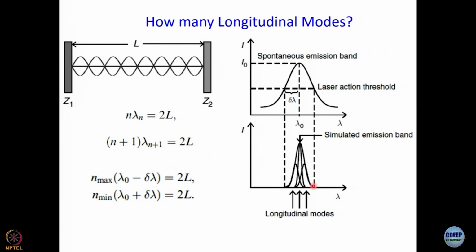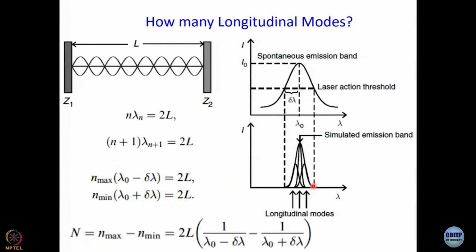You will get a denominator of lambda 0 square minus delta lambda square, is that right? And then in the numerator you will have lambda 0 plus delta lambda minus lambda 0 minus delta lambda. So, in the numerator lambda 0 will cancel, you will be left with, yes. Is this what you have got? Yeah. And what is the denominator? Lambda 0 square minus delta lambda square.